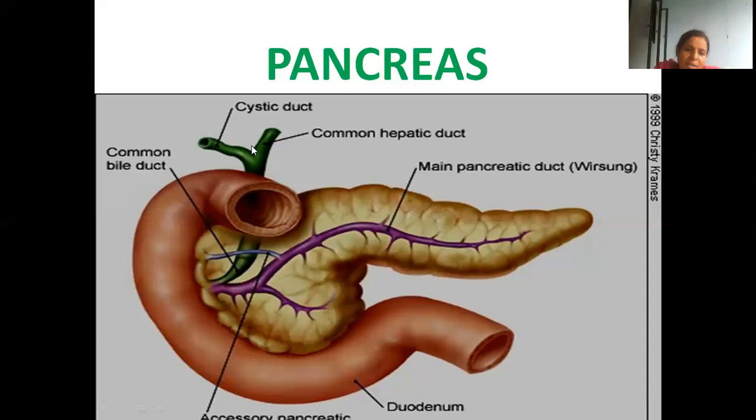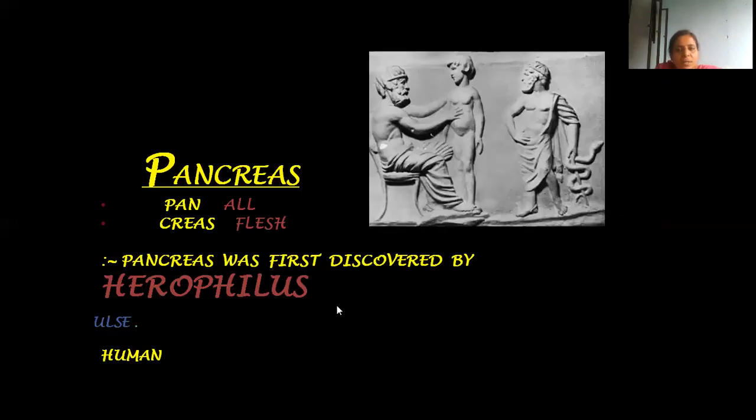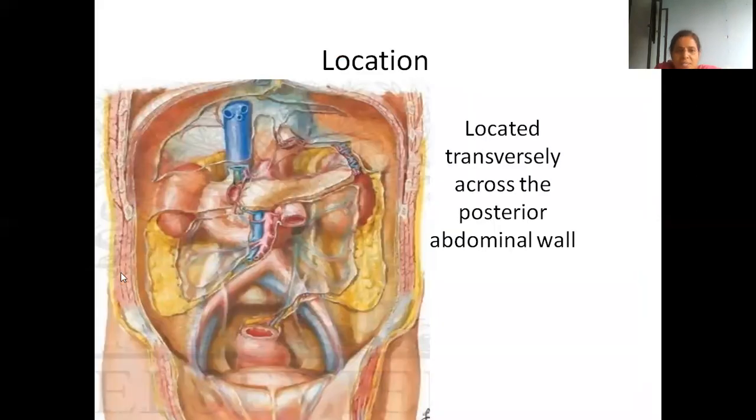Then what are the ducts you are finding coming from the liver? The common bile duct, right? This is the common bile duct, which joins with the main pancreatic duct to form the hepatopancreatic ampulla of Vater. It opens in the second part of duodenum. We know that.